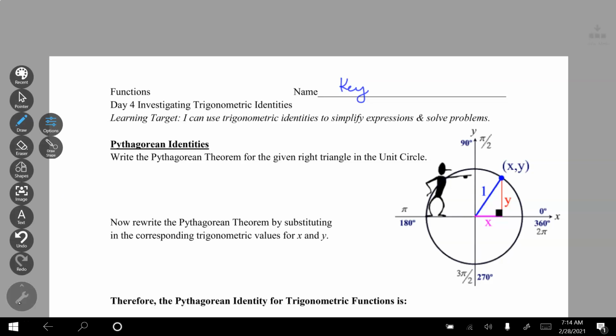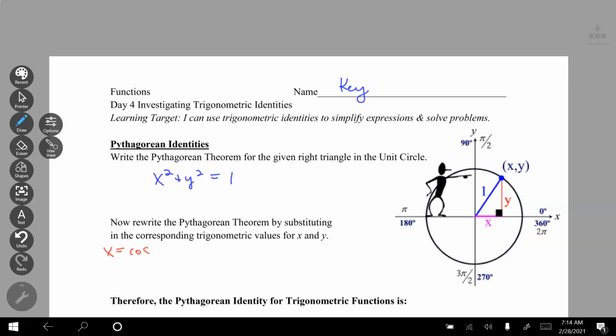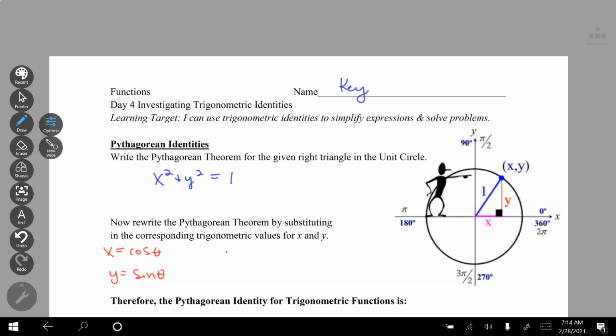Up in my little right triangle here that I have on the side, inside the unit circle, I see an x, I see a y, I see a 1. So my Pythagorean theorem using x and y would be x squared plus y squared is equal to 1 squared, or just 1. But I do know this: x is equal to cosine of theta, and y is equal to sine of theta, based on the unit circle. So now I have cosine theta squared plus sine theta squared is equal to 1. And that is the Pythagorean identity.